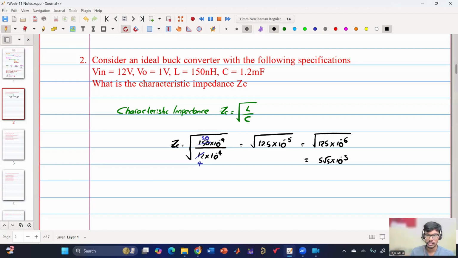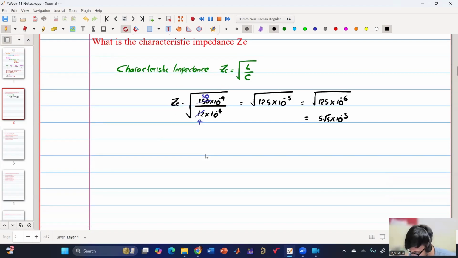So let me calculate this. We have 5 root 5 into 10 to the power minus 3, so it is 0.0111. Yes, so you have calculated it correctly. So the characteristic impedance ZC is 0.011.